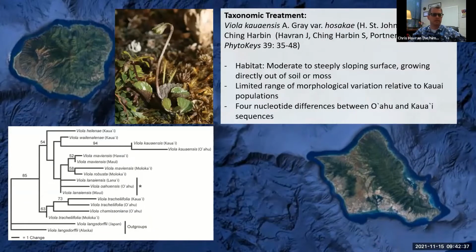So the taxonomic treatment we made of this population was Viola kauaiensis variety Hosaka. Its habitat is, again, a moderate to steeply sloping surface, growing directly out of soil or moss. It has a really limited range of morphological variation relative to those Kauai populations. Some leaves from the Viola kauaiensis on Kauai can get really tiny, but as a whole, the population shows a broad range of morphological variation. And this is really closely related to Viola kauaiensis on Kauai. There are only 4 nucleotide differences between these inter-island varieties. Next slide, please.